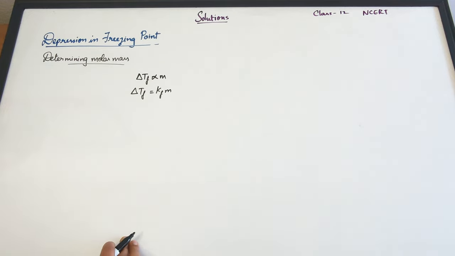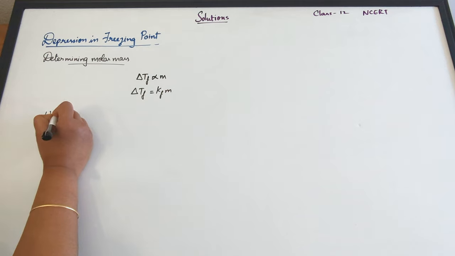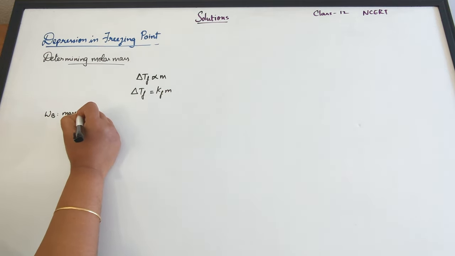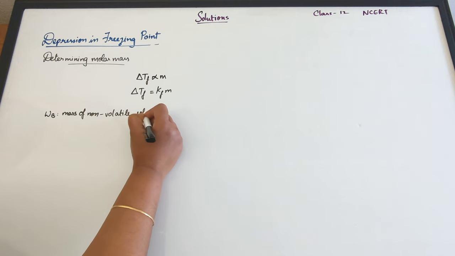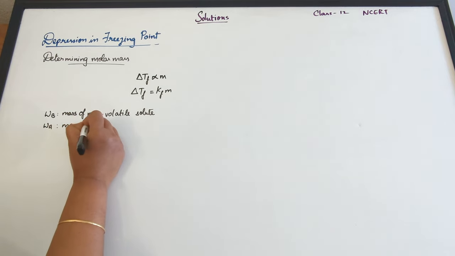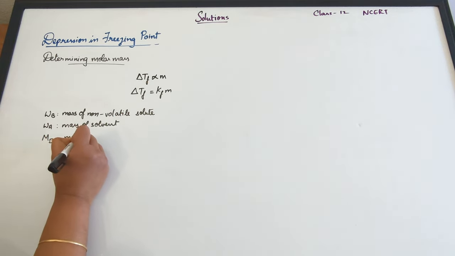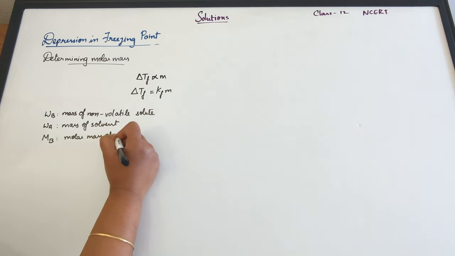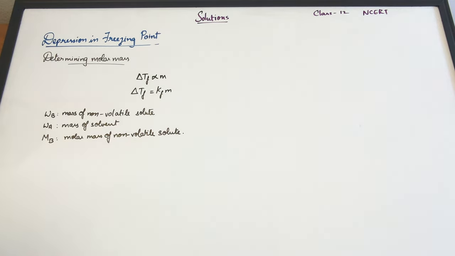So first of all, we're considering a certain mass of solute, that is Wb, the mass of non-volatile solute, dissolved in a certain amount of solvent. So Wa is the mass of solvent, and Mb is the molar mass of non-volatile solute. Okay, so Wb is the mass of the non-volatile solute, Wa is the mass of solvent, Mb is the molar mass of non-volatile solute.